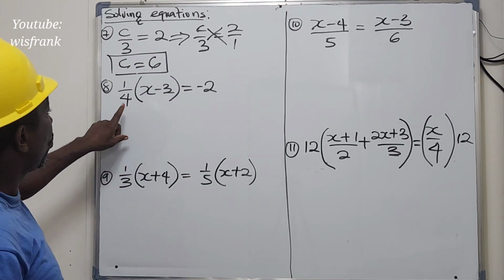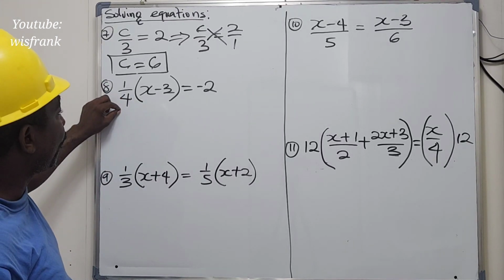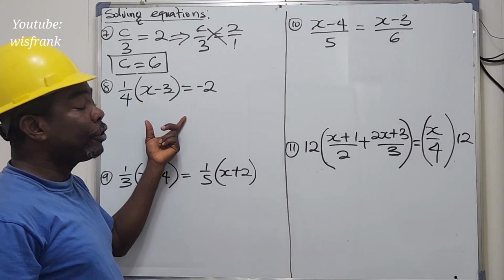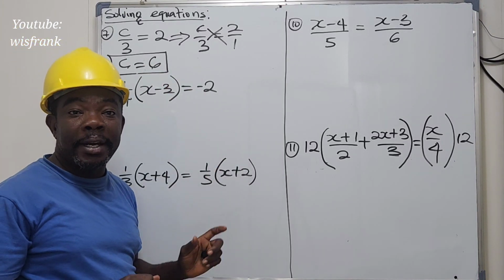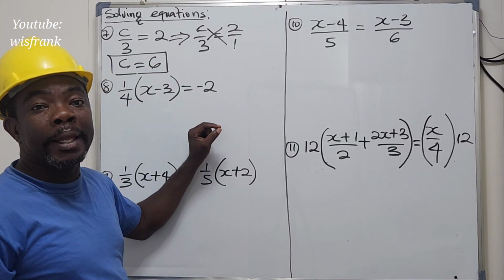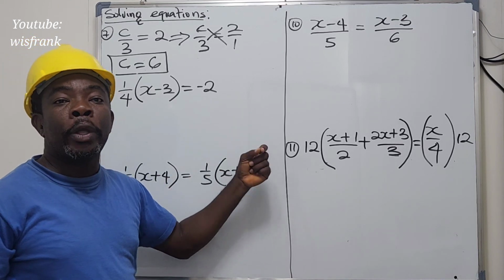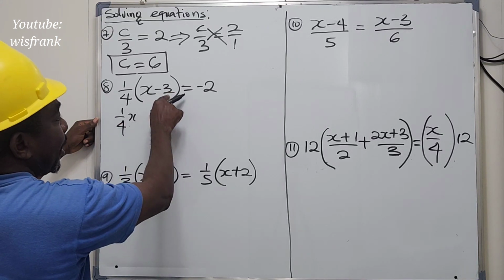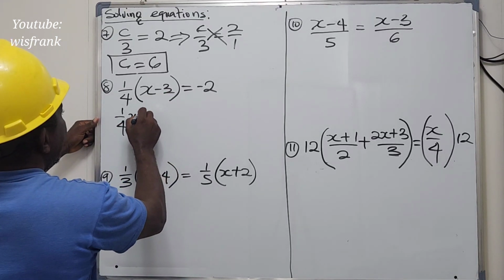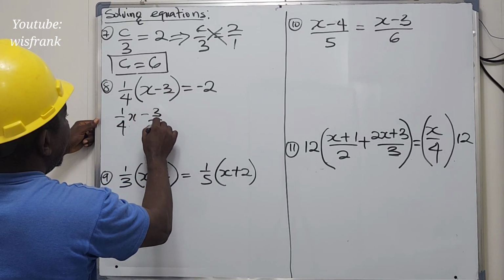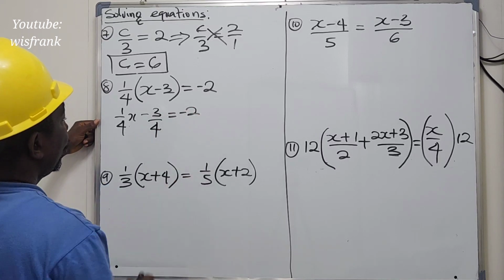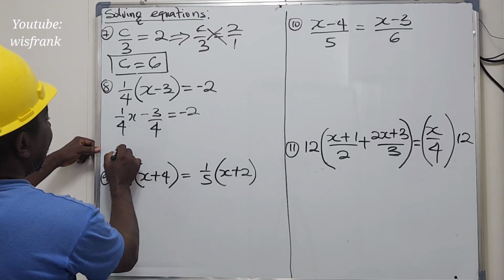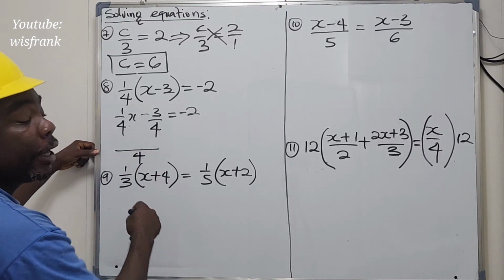So in this case, number 8, we have 1 all over 4 into x minus 3 equals minus 2. So first of all, in an equation, when we see a parenthesis, what we need to do is clear the parenthesis first before we look at the next step. So here, this will become 1 all over 4 times x, and 1 all over 4 times minus 3 will become minus 3 all over 4, equals minus 2. So here, we need to subtract this fraction. By so doing, we need to find the LCM. The LCM of these two fractions is 4.